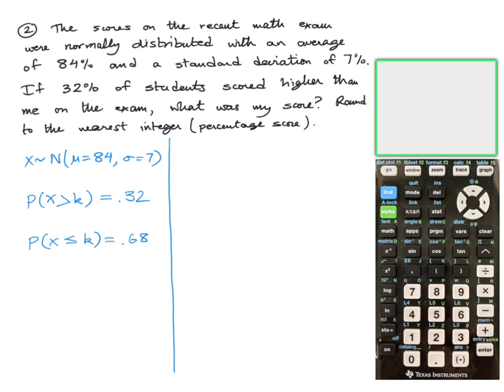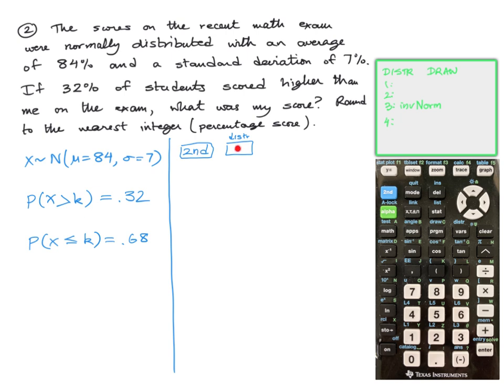So I've written the distribution, and I've written the statement literally as given to me: 32% scored higher than me, so 32% was the probability of a person randomly selected scoring higher than me. I don't know what my score is going to be, so I call it k. Then that would be the probability statement, but I have to change it to an inequality where x is less than or equal to k for the inverse normal calculation to work.